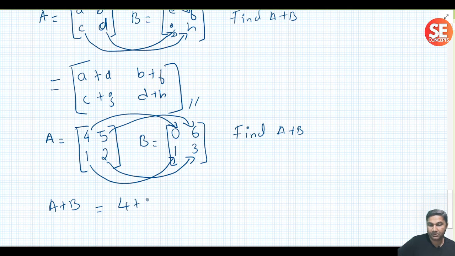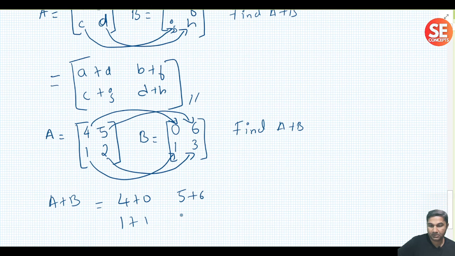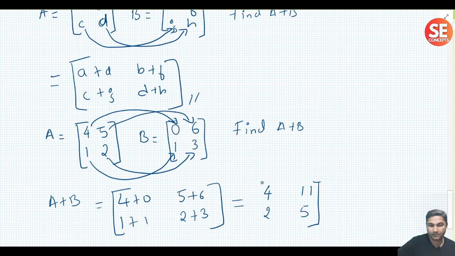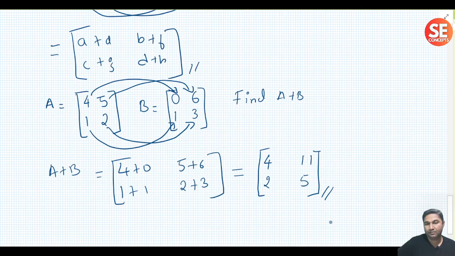So A plus B will become 4 plus 0, 5 plus 6, 1 plus 1 and 2 plus 3. So I will put a square bracket here, equal to, it will become, now you have to add: 4, 5 plus 6 is 11, 1 plus 1 is 2, 2 plus 3 is 5. This is your answer.